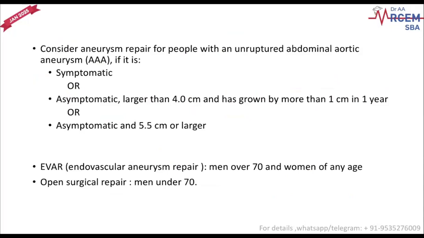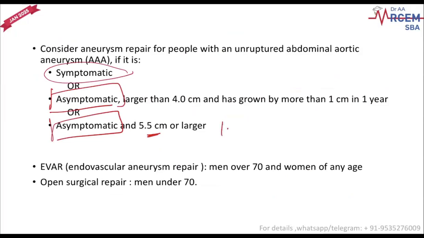Now we will look at when to consider an aneurysm repair. Someone has come, he's stable, he has abdominal pain. If he's asymptomatic and it is an incidental finding, what do you do? If it's asymptomatic and an incidental finding, then you will see what is the size of the triple A. If the size of the triple A is more than or equal to 5.5 centimeters, then it requires immediate attention from the vascular surgeons, and they need to operate on it.